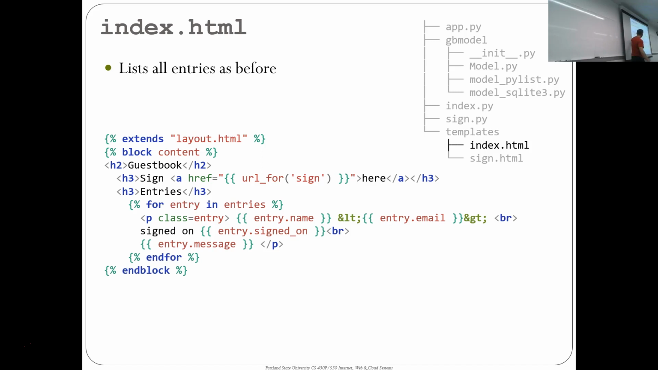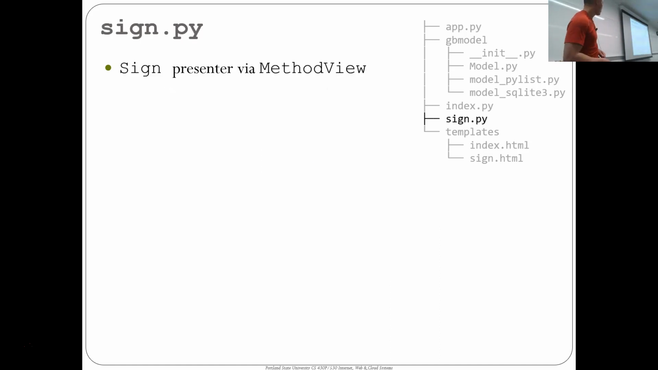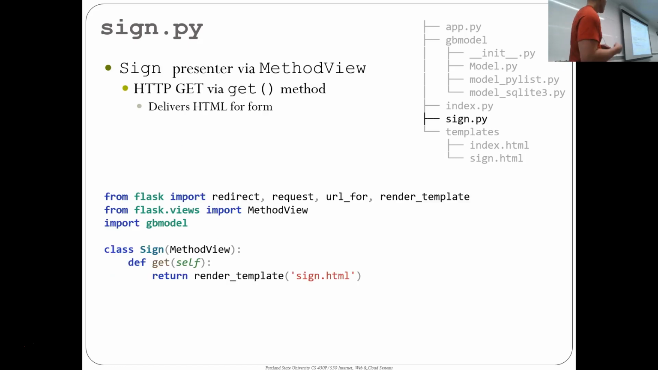And this is exactly the same as you saw last class to present the guest book. Similarly, sign is a presenter as well using the method view. It also supports this get. And with the get, it just wants to render the sign.html. So we'll see in the sign.html, the only thing that's there is the form for you to fill out. So if I'm going to hit this route with just a get, all I want to see is the form submission page that I can then submit the guest book entry to. So that's all that's there.